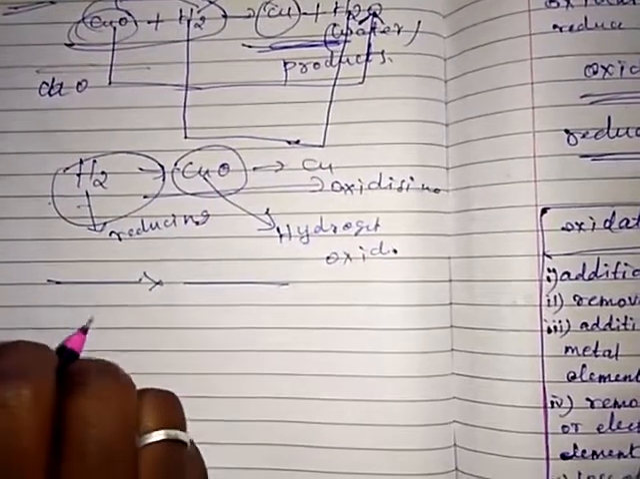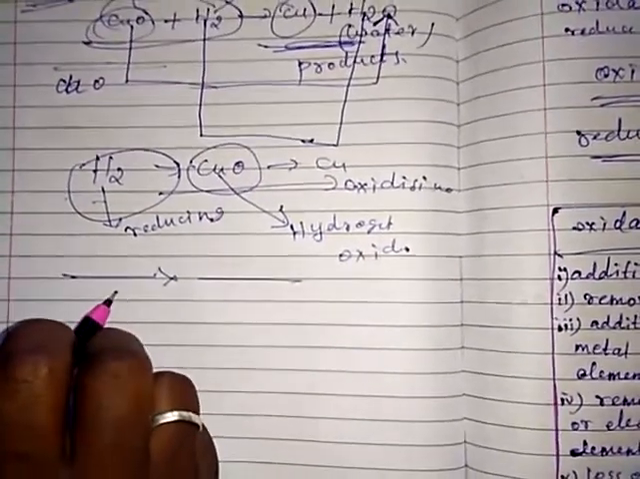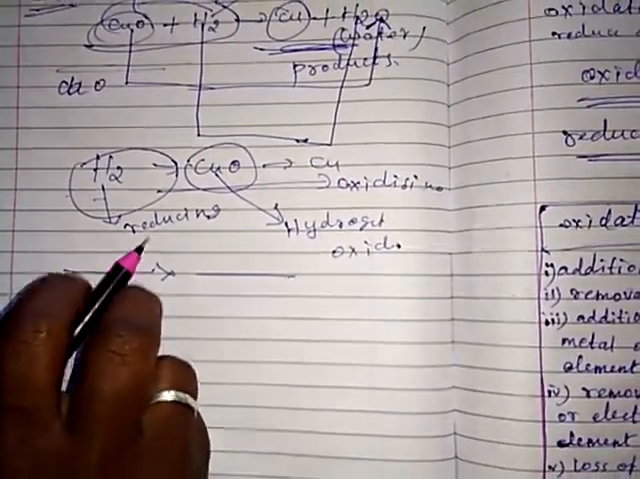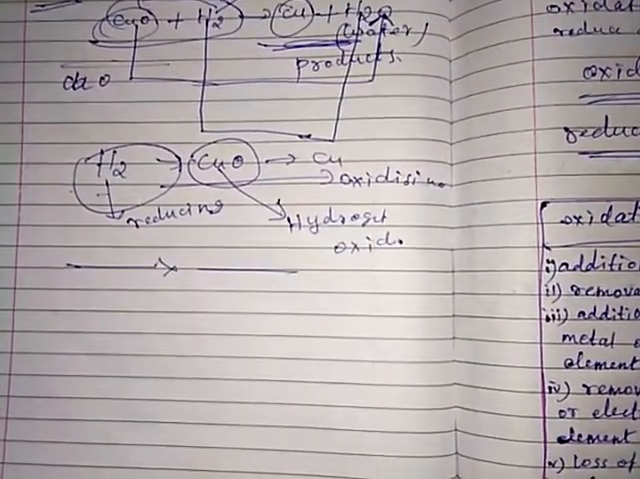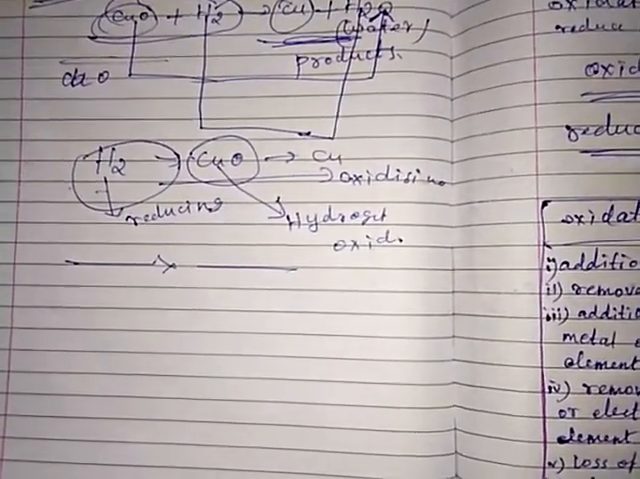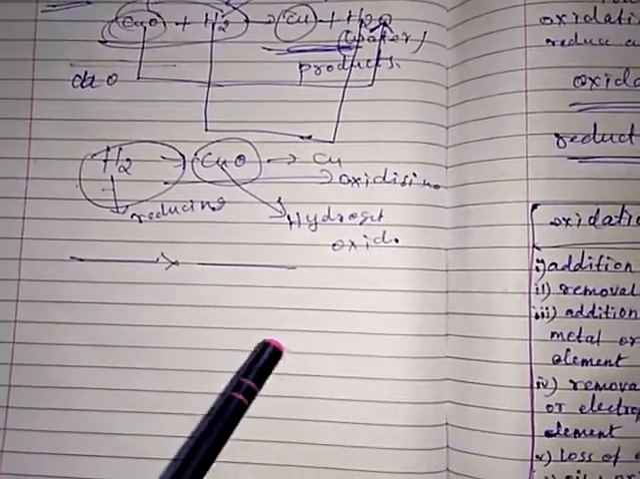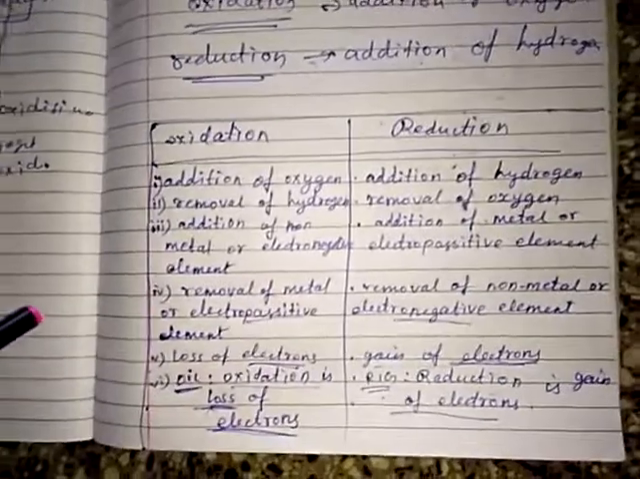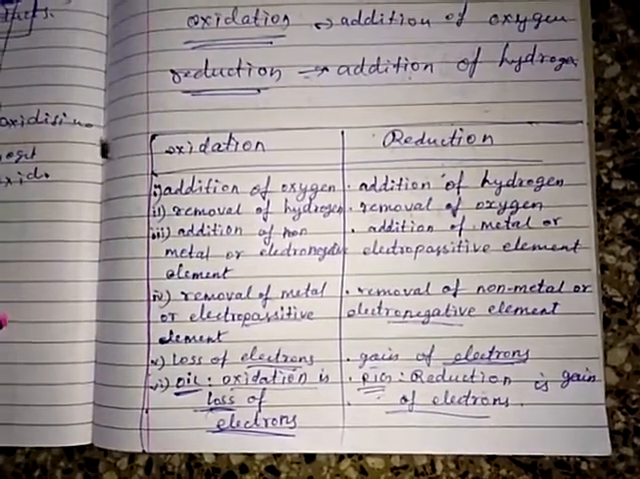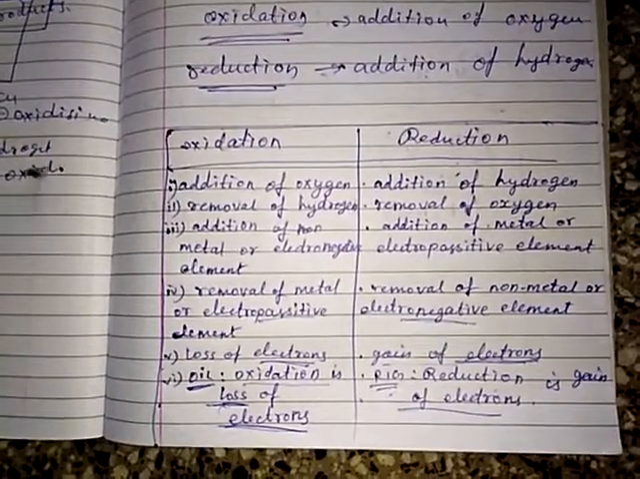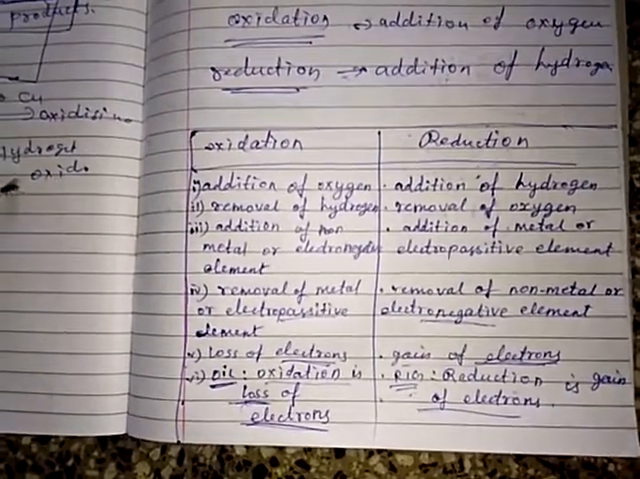Today's homework: you have to learn and write all the types of chemical reactions with their definitions and equations, and the differences between oxidation and reduction. For all the points you have to learn and write. Tomorrow you have to send the homework. Thank you.